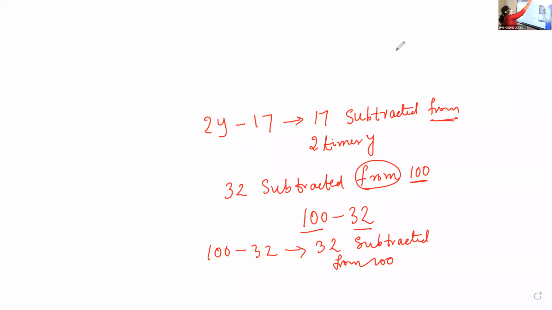Now let me clear it one more time. Be very careful. Another question, an extra question. Now listen carefully, everybody. 7 subtracted from m. So how can we write this? m minus 7. Simple, same way.